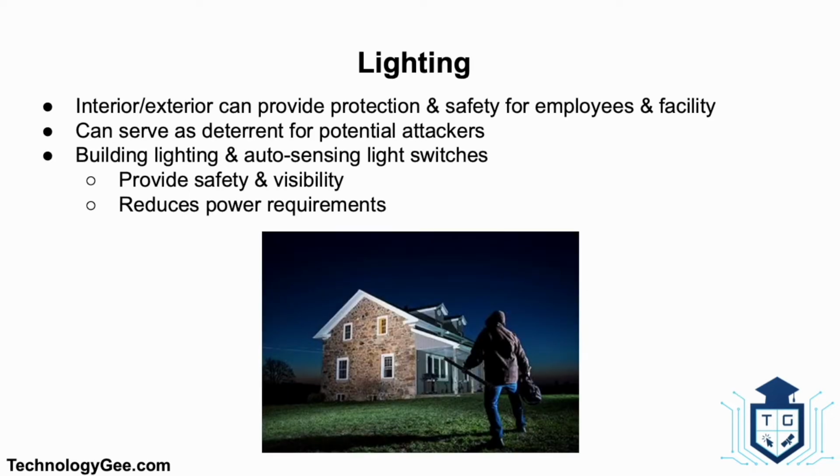Next, we have lighting. So interior and exterior lighting can provide various levels of protection and safety for employees and a facility. Knowing there is lighting everywhere can also serve as a deterrent for potential attackers because it's possible for cameras to pick up any movement. Building lighting and auto sensing light switches can provide safety and visibility, as well as reduce power requirements.